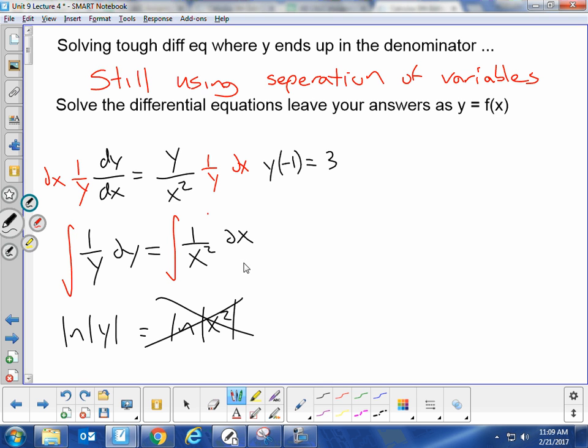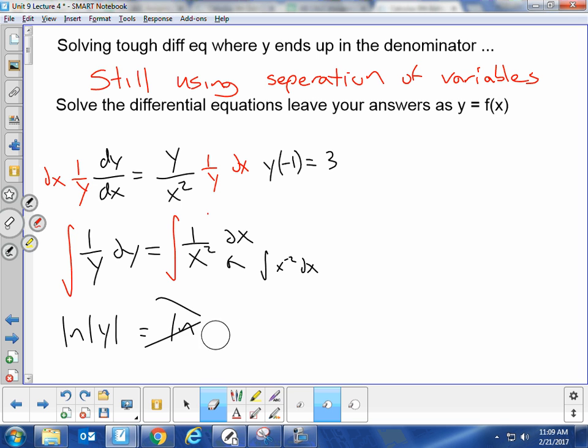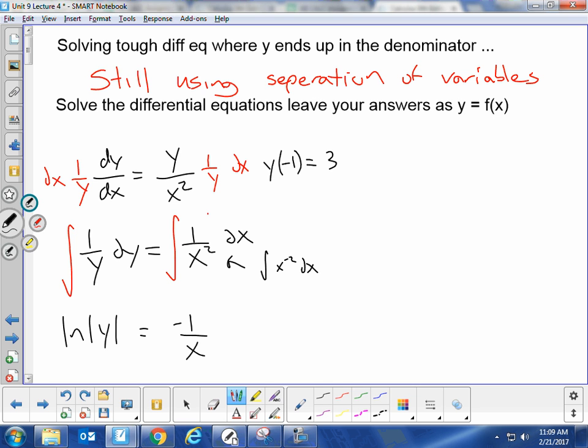Instead, we need to understand that the power rule can be used, so let's use it. I rewrite that as x to the -2nd, and the antiderivative is x to the negative first times negative 1, or negative 1 over x. Plus a c. Don't forget your plus c.